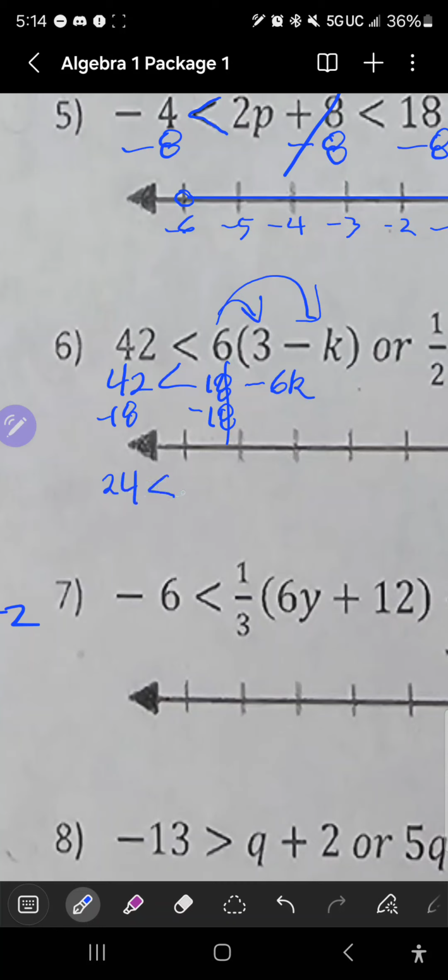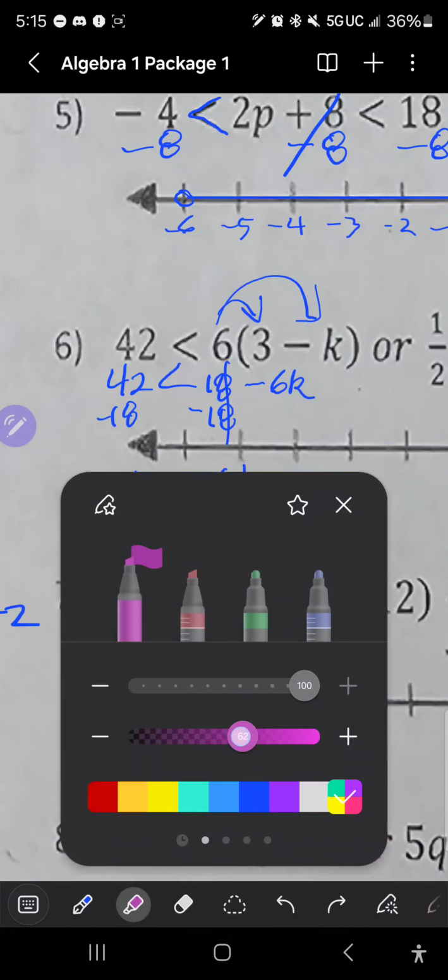So 24 is less than -6k. Now we need to divide both sides by -6. And as I explained in the last video, every time we divide or multiply by a negative number, the sign is, whoa, this is too big.